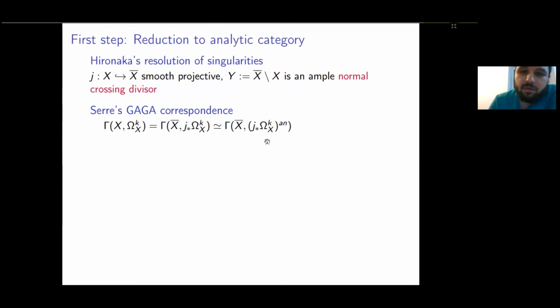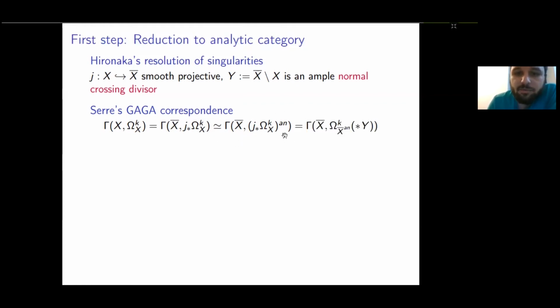Note first that in order to use the GAGA correspondence, we need a coherent sheaf. And this is not, in fact, a coherent sheaf. But it is a limit of coherent sheaves. And that's why we can use Serre GAGA in this case.